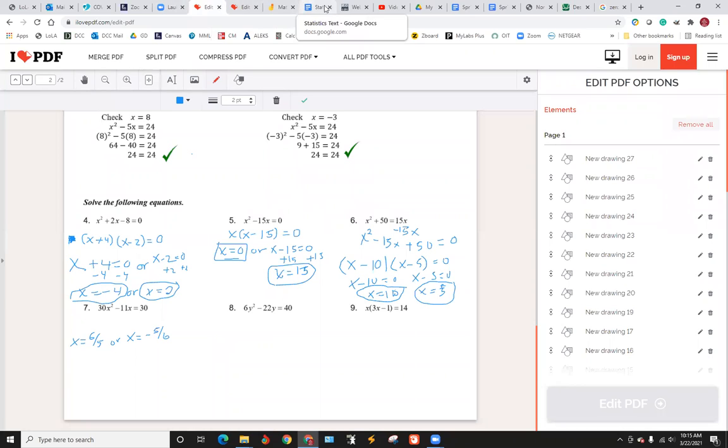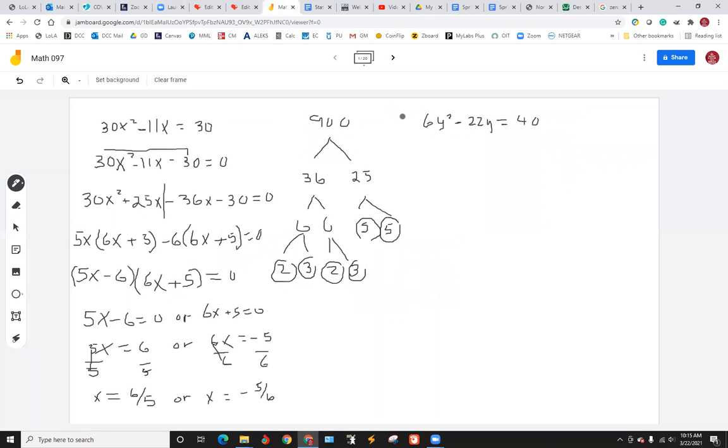So that's number 8. And like I said, I put it over here just to give us a little bit more room. So give that one a try. Let me know what you come up with.